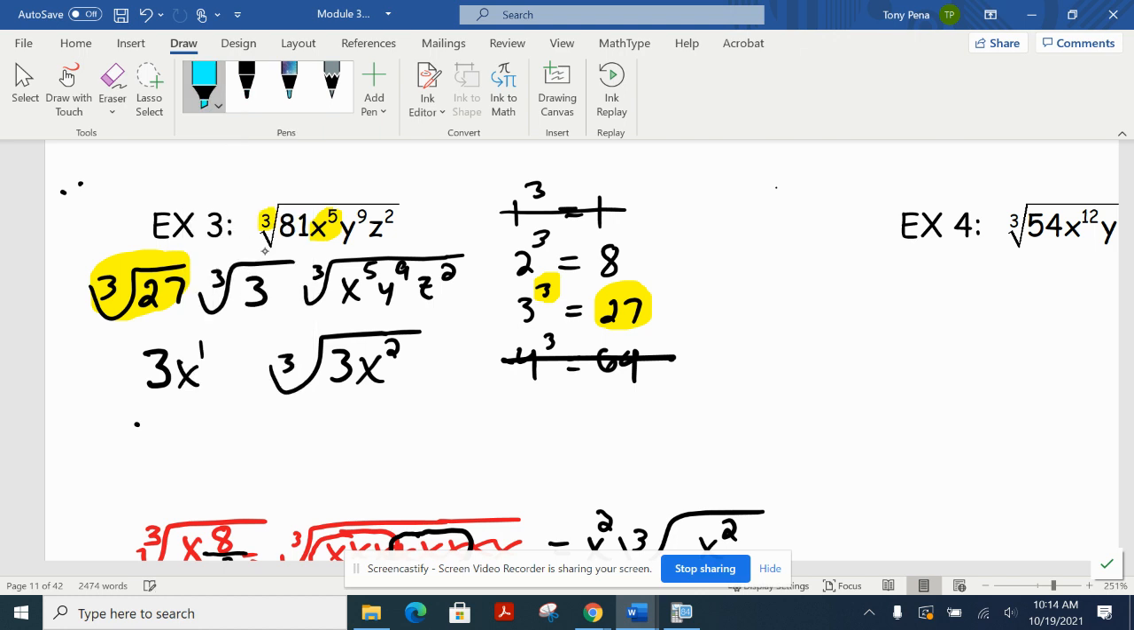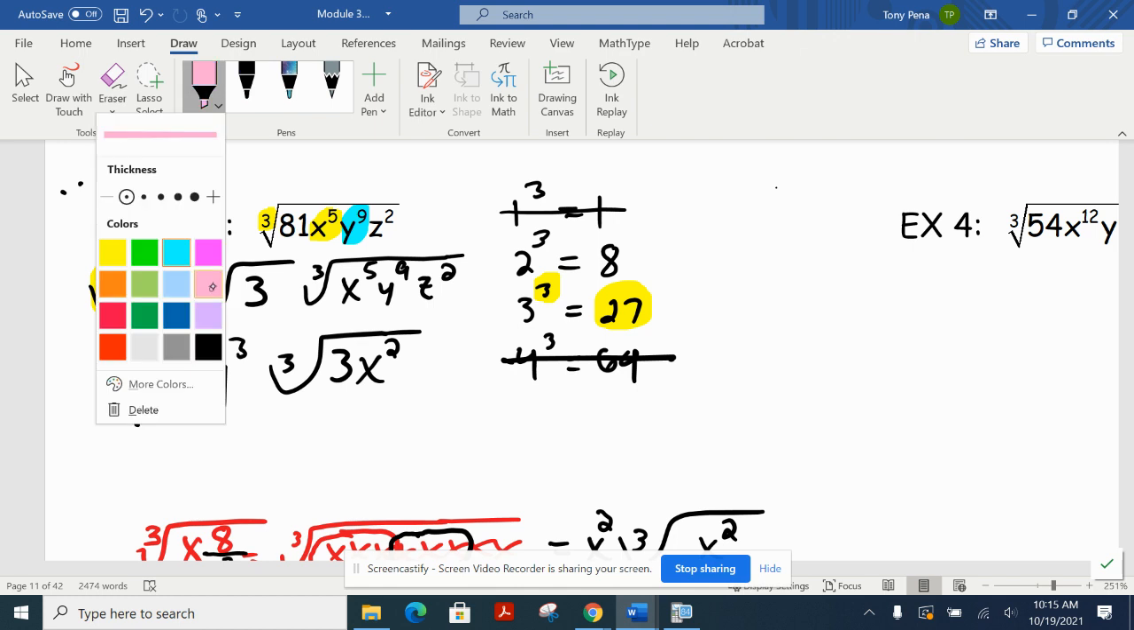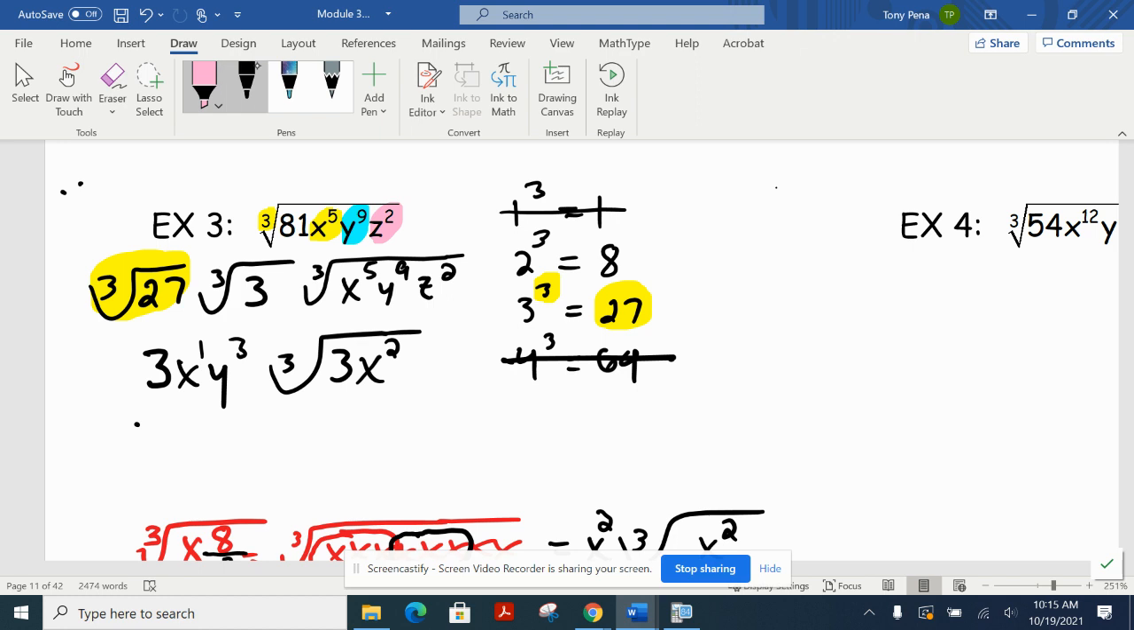If we then go to our y's, if I have 9 people or 9 y's, how many complete sets of y's could I pull out? 3, right? How many y's would remain? None, right? Because it's perfect. 3 sets of 3 take care of the 9 that we had overall. And then last but not least, if we go to the z squareds, how many complete sets of 3 could we get out of 2 people? None. So you can't pull any out. They both have to stay inside until they make friends with another z. Okay?